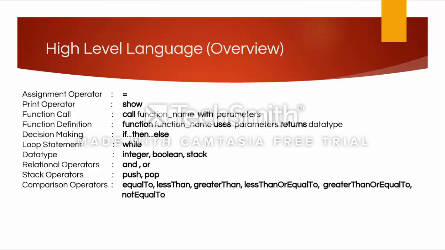For loop implementation, we use the keyword while followed by condition. Also, we are using relational operators like and, or, stack operators push and pop, and comparison operators equal to, less than, greater than, less than or equal to, greater than or equal to, and last but not the least, not equal to. The semicolon determines the end of each statement in our high level language.